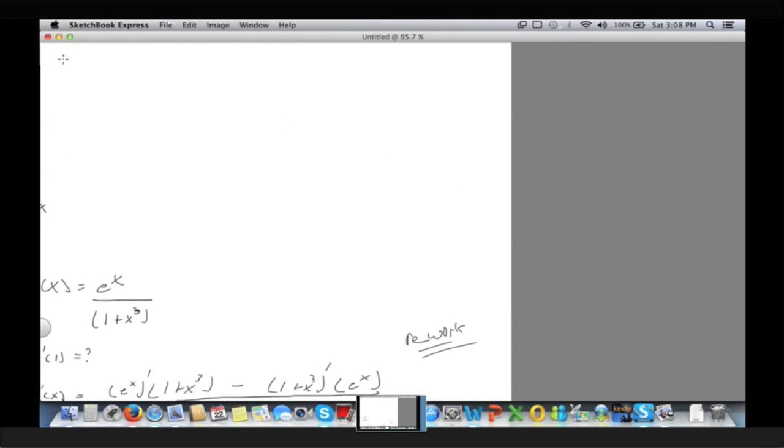All right, so let's figure out the derivative of cosine x. Cosine is negative sine. And let's do the derivative now of the tangent of x. Tangent is secant squared of x. And let's do the derivative of secant.